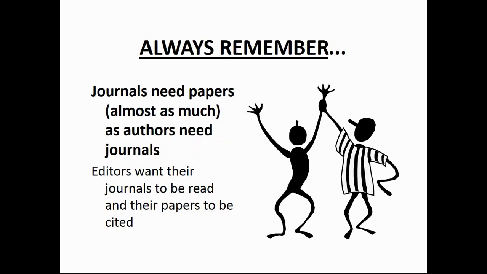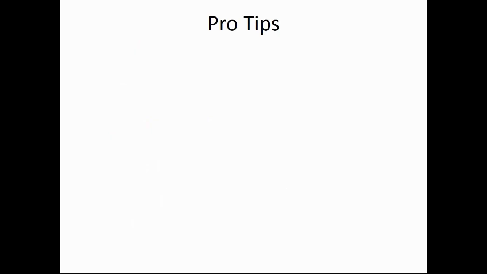Always remember that the journal needs papers almost as much as the authors need journals. As much as we need the journals, more than that, journals need research papers. But the editors want their journals to be read and their papers to be cited. That is, they want to maintain the quality of their products. So they need to reject and revise some papers. Here are some pro tips if you really want to publish a paper nicely.